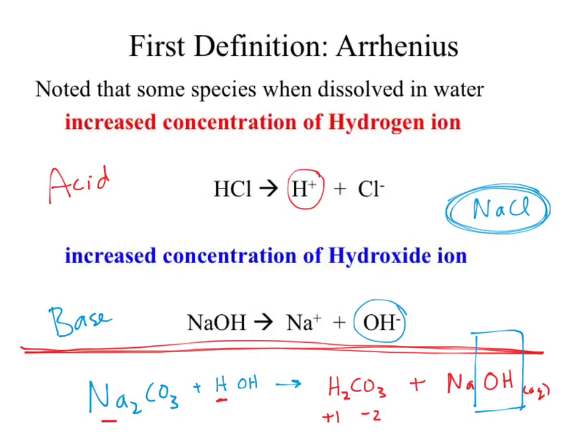Would the hydrogen carbonate be acidic? So yes, this compound is technically acidic, but is H plus actually there? No. As soon as we form this, what happens to H2CO3? It turns into water and CO2. There is no H plus. Okay.